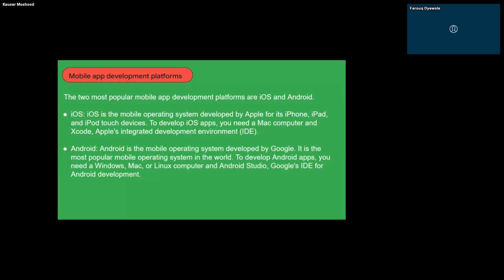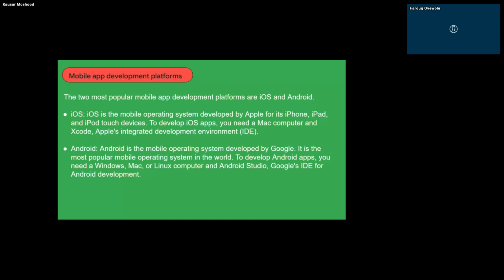While for Android, Android is a mobile operating system developed by Google. It is actually the most popular mobile operating system in the world. So to develop Android apps, you would need a Windows computer, or if you have a MacBook, you can use a MacBook or a Linux computer, and you'd make use of Android Studio.